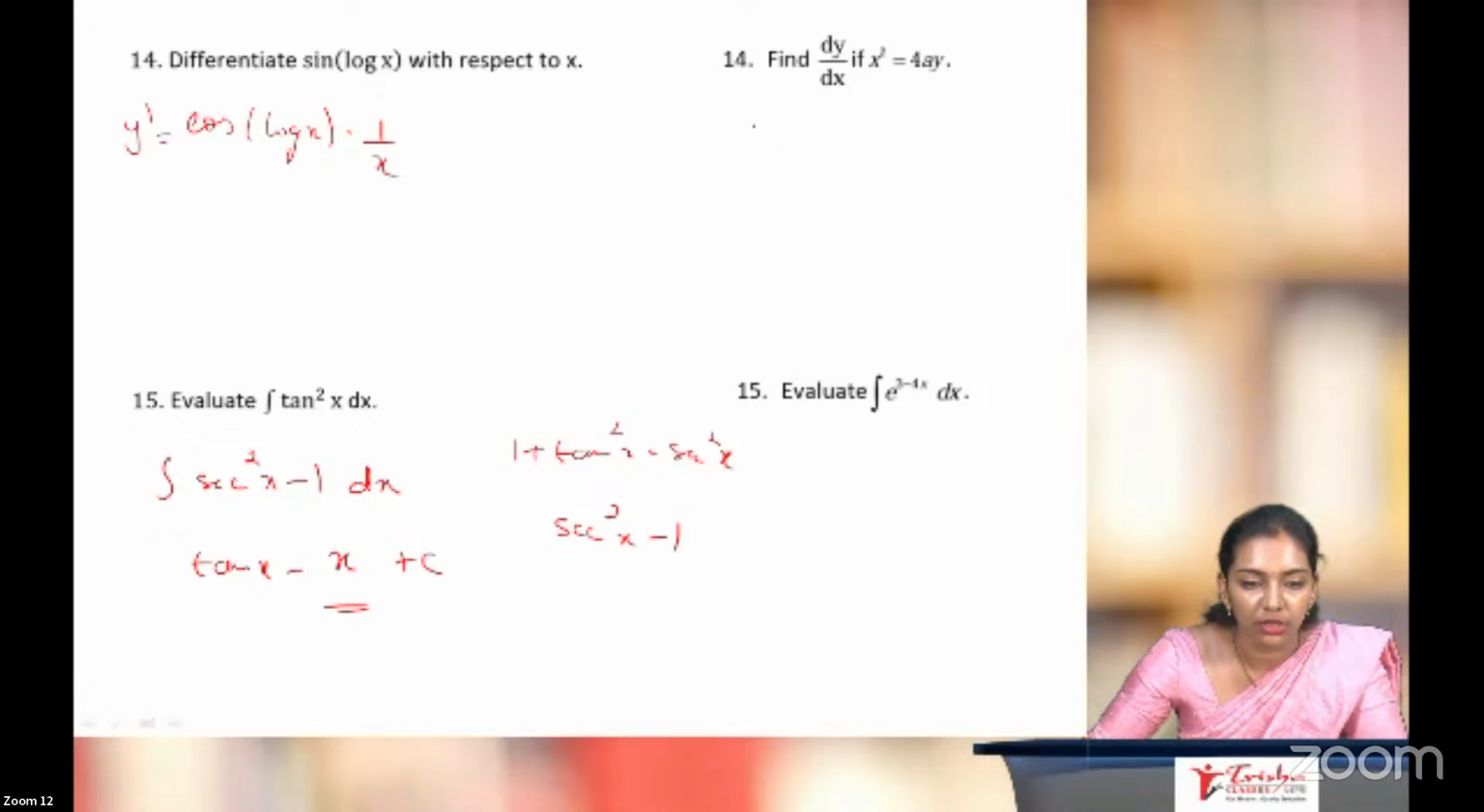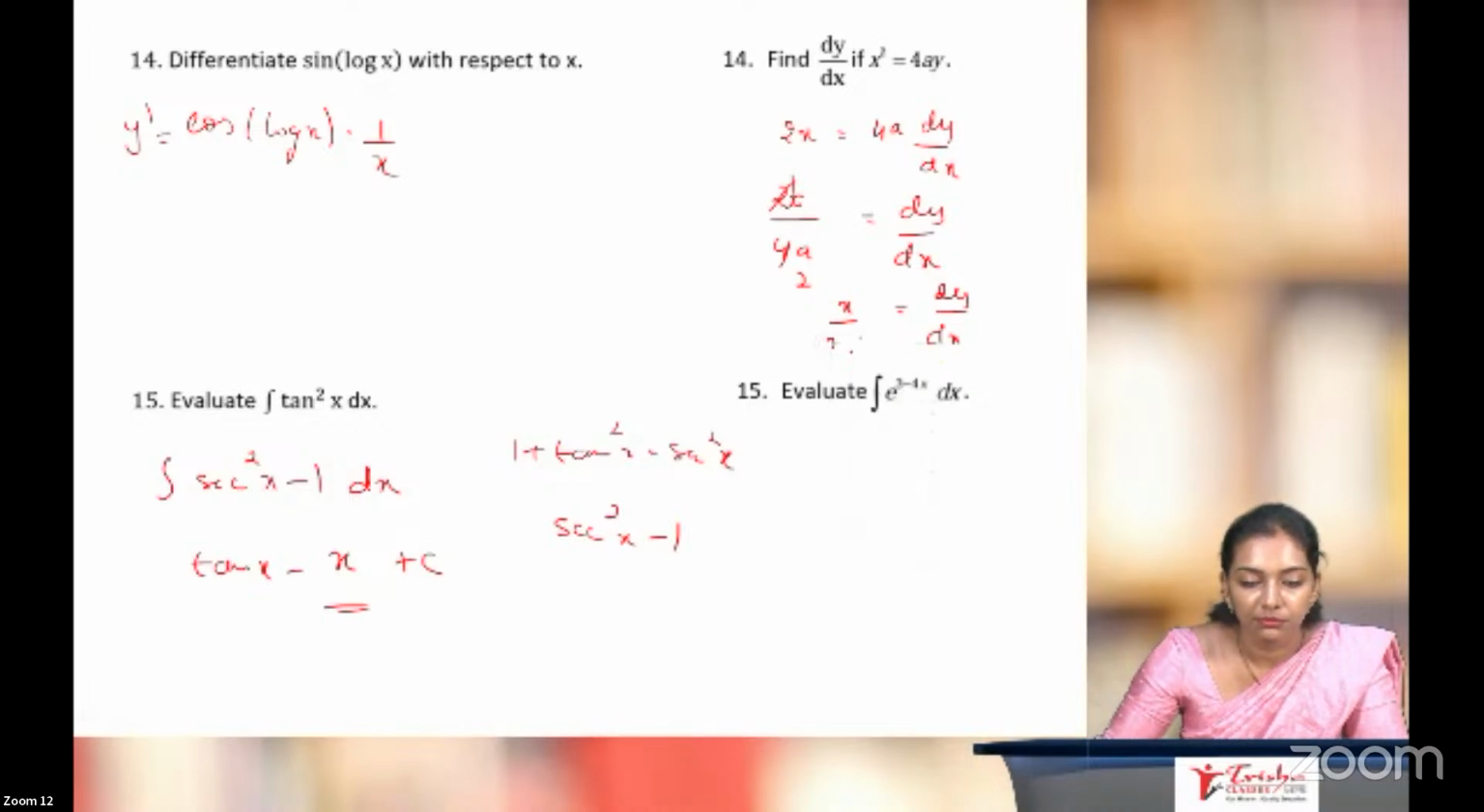So x square equal to 4ay. What do you have to do? It's an implicit function, where x and y can appear together. So 2x, the differentiation of x square is 2x. 4a is a constant. The differentiation of y is dy by dx. So what is dy by dx finally? Get this 4a to the left hand side: 2x divided by 4a equal to dy by dx, or dy by dx equal to x by 2a. Okay.